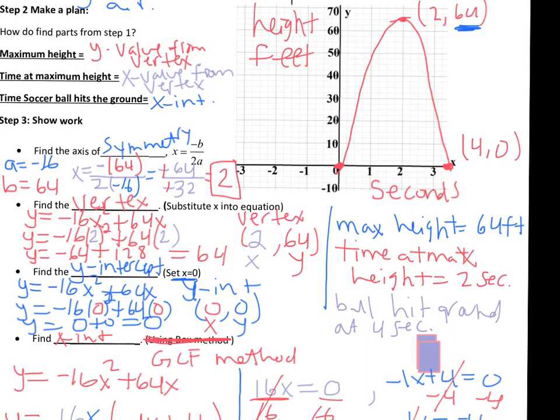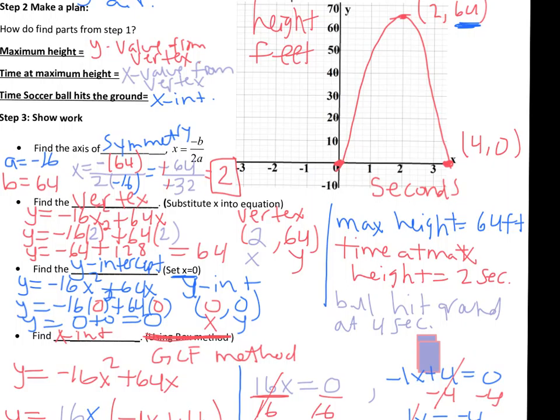Alright, so I hope that helped you understand why we use quadratic functions to model real life applications. And I hope that doing these steps over and over helps you understand how to find the axis of symmetry, how to use that to find the vertex, how to find the y-intercept, and how to find the x-intercept. Again, if you have any questions, let me know during work time and I can help you out.